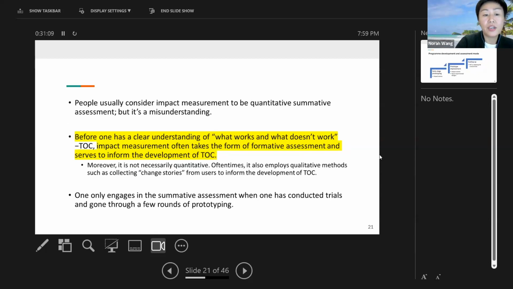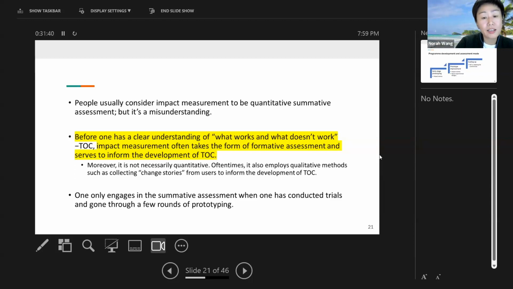So again, before one has a very clear understanding of what works and what doesn't work based on the theory of change, impact measurement often takes the form of formative assessment and serves to inform the development of the theory of change. It's not necessarily quantitative, and oftentimes it employs qualitative methods, such as collecting change stories from users to inform the development of the theory of change.